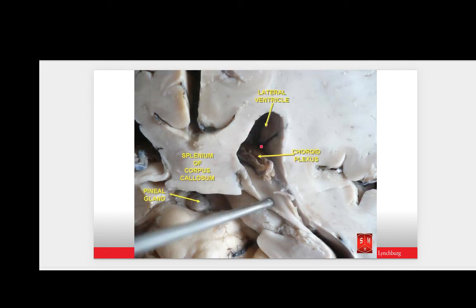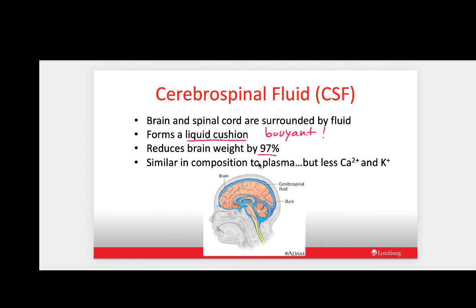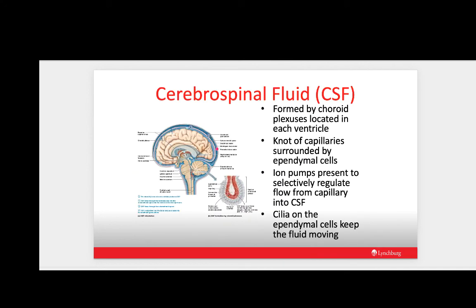This is a close-up of choroid plexus in the lateral ventricle of a real brain, and that's what it looks like. You see a little tangled knot, and that would be a choroid plexus. And you can also see it in this image too, these red structures located in each ventricle would be the choroid plexus.